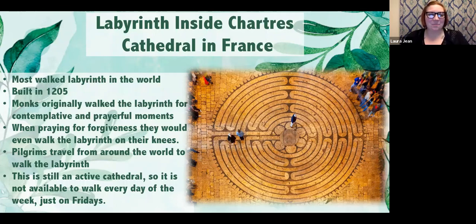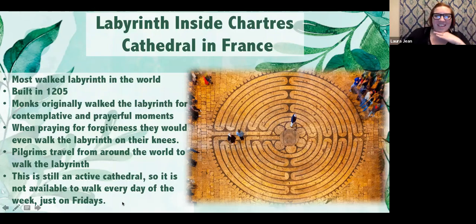So now pilgrims travel from all around the world to walk the labyrinth. And also, that's one thing I don't know if I mentioned it later, but for some early Christians, this was an alternative journey to going to Jerusalem. So rather than going to Jerusalem or the Holy Land, if that wasn't accessible, people would walk a labyrinth, and that was kind of an alternative that was more accessible and affordable for the average person.